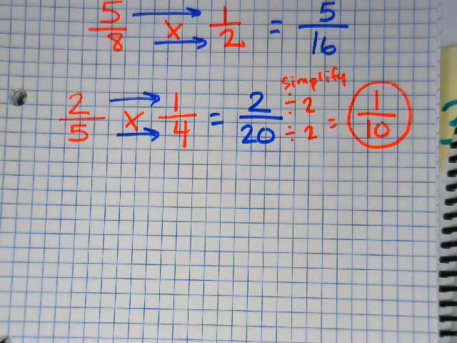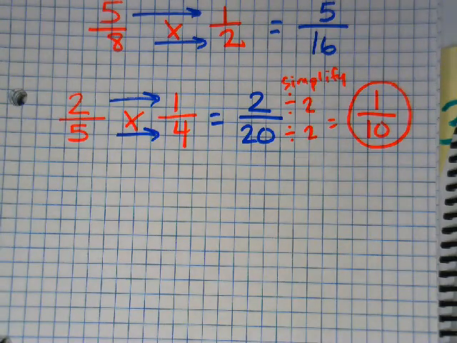If you type in 1 over 10 on the iPad, you'll get it right. You'll get full credit. If you type in 2 over 20, you'll get it wrong. Wait, why? Because it's not simplified.